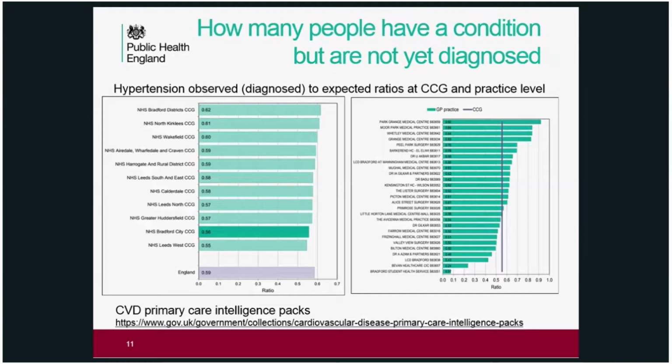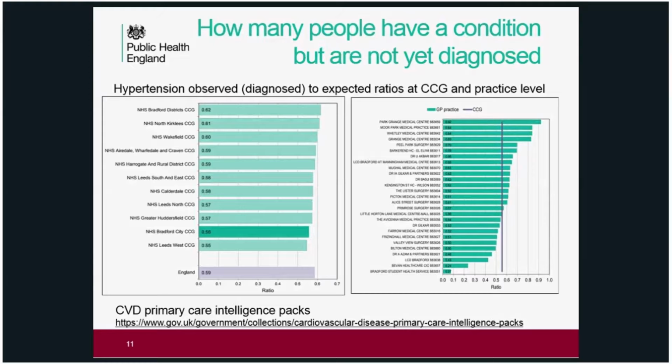So if we go on to the next slide, which would be slide 11, NCVIN have produced some tools which can help you to estimate the number of people within your area who are undiagnosed. These slides are taken from something called the NCVIN CVD intelligence pack, which there's a link to at the bottom of the page. And these slides show the proportion of people who are diagnosed with hypertension compared to the total number of people who may have hypertension in a CCG. That includes diagnosed and undiagnosed people.